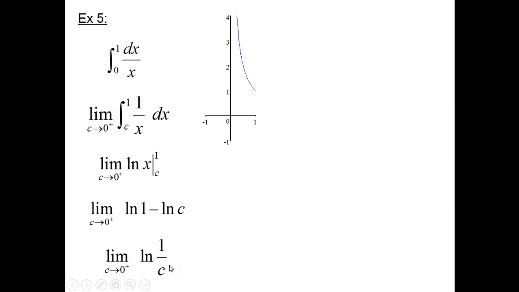And think about, as c approaches 0, this approaches infinity. And as x approaches infinity, the natural log of that would approach infinity as well. So what does that mean for the improper integral? We would say that it diverges because there's really no limit here.